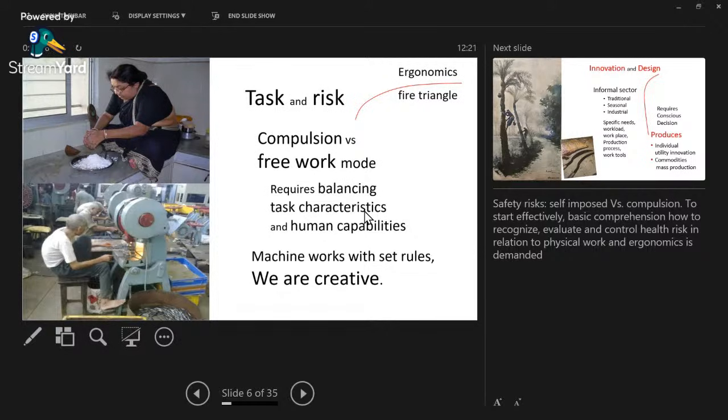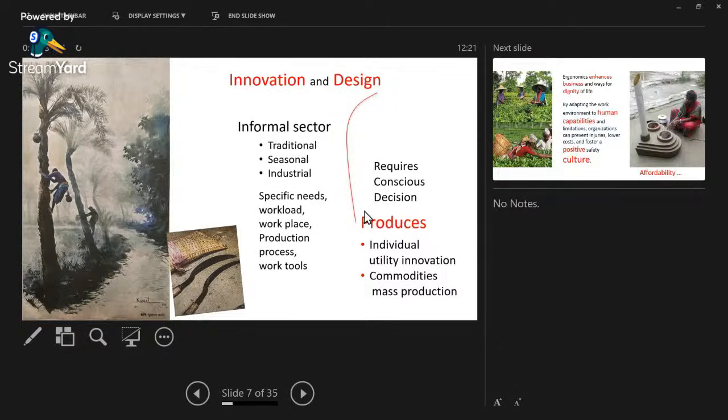So it requires balancing task characteristics and human compatibility. Machine works with set rules, but when we interact with those things, we are creative in different ways we want to use those products. And that is the thing. So now, innovation and design.